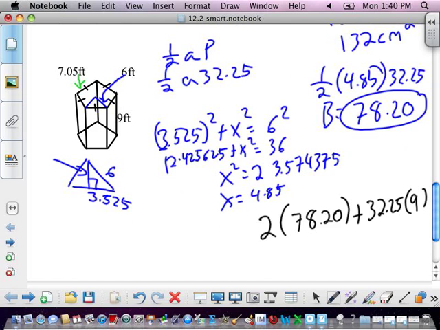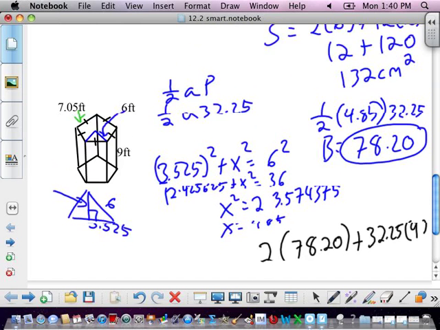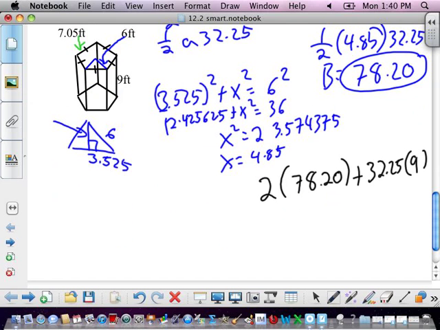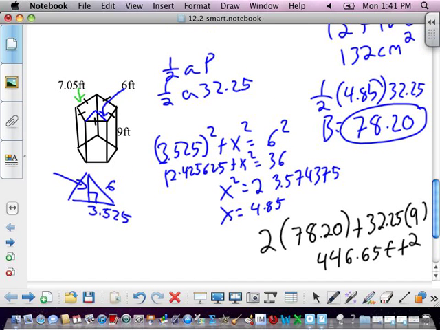Yeah, 32.25. That's the perimeter. It's 446.65 feet squared. So I know it seemed like a lot of numbers, but we've done all of this before. So let me go over it again.